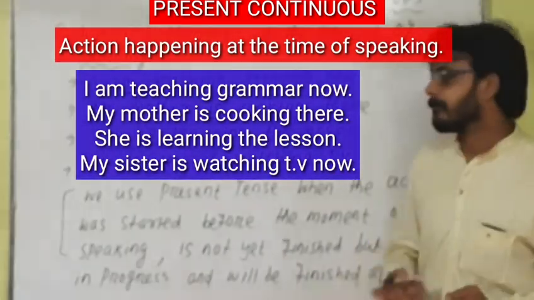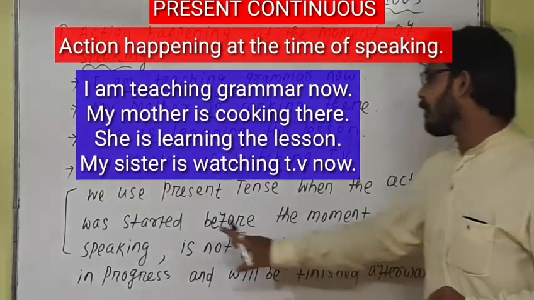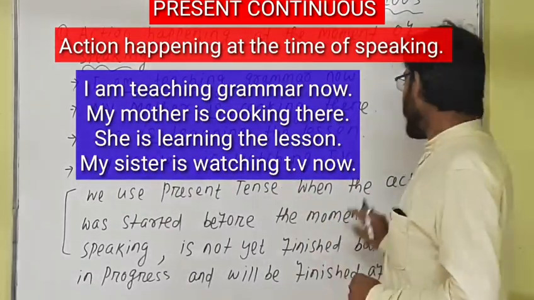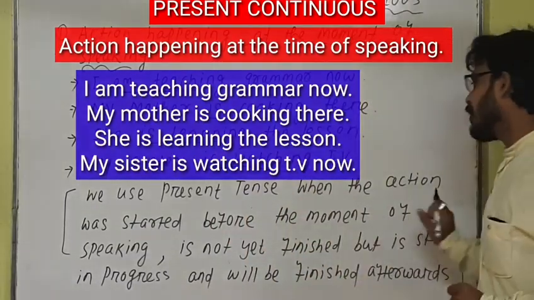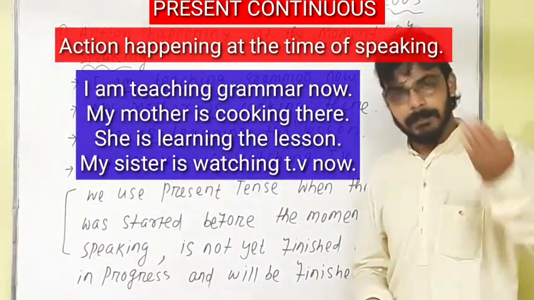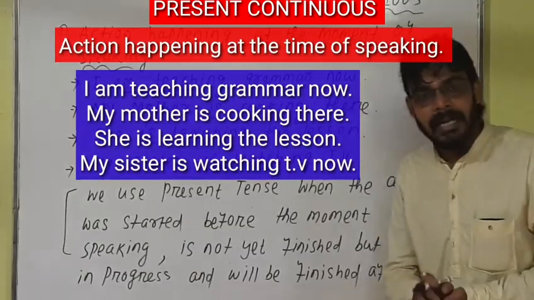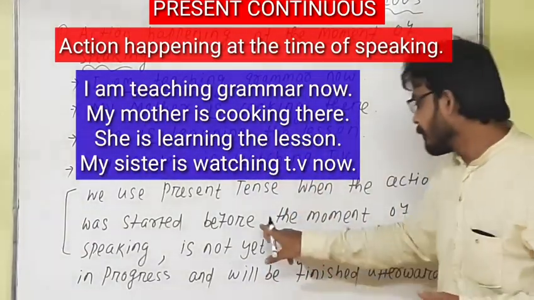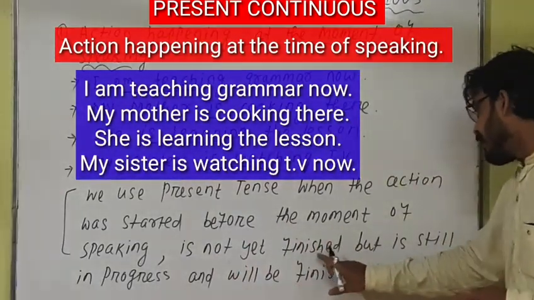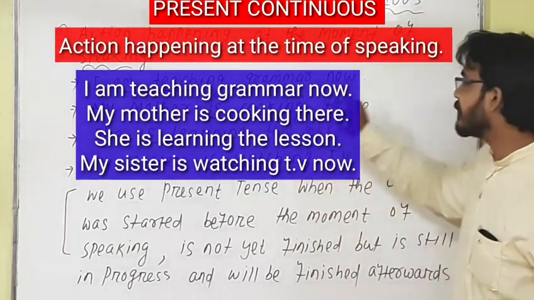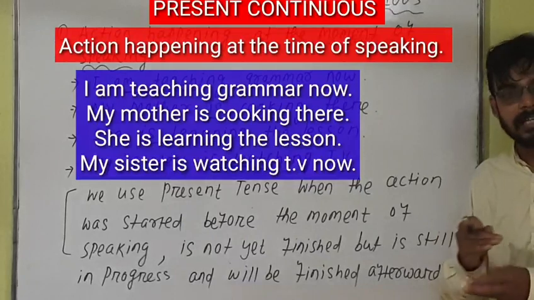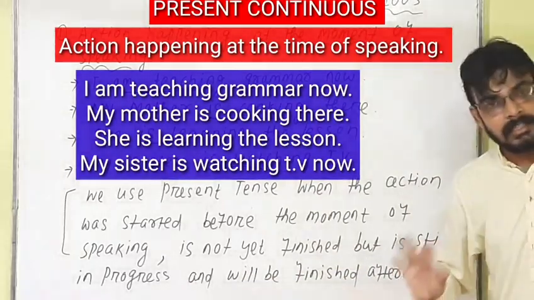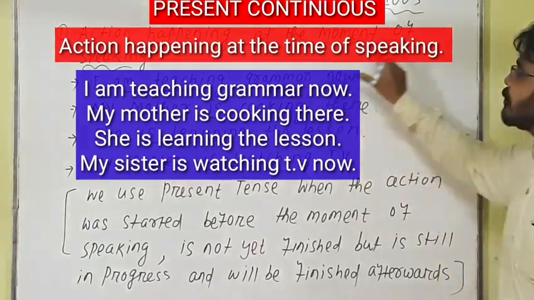We use present tense when the action was started before the moment of speaking. That means the action may have started just before, but now it is still continuing and it may end in the coming days. Before the moment of speaking, it is not yet finished. I am teaching grammar now; the action is still continuing. It has not ended. It is still in progress and will be finished afterwards. Clear? The first use is action happening at the moment of speaking.